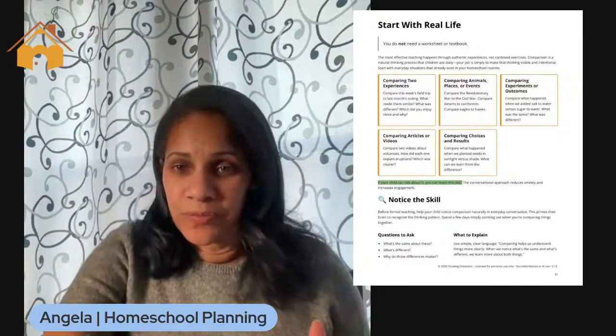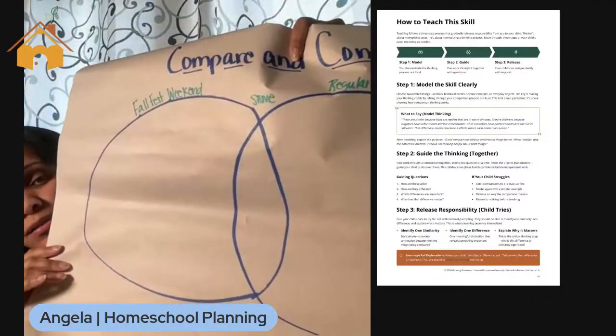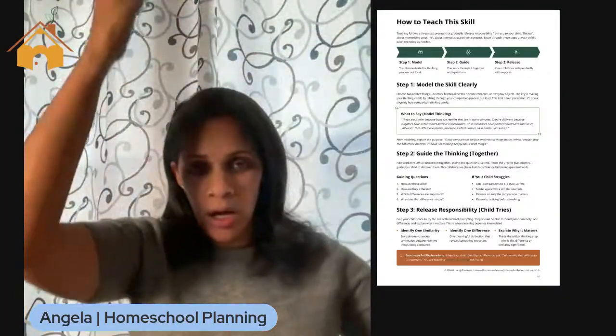Now on day two, that is where I am going to start off with a model. I have this chart. This is our compare and contrast graphic organizer that we're going to be using. And we're going to use the list that she created from day one with all of the things from Fall Fest and all of the things for a regular weekend.